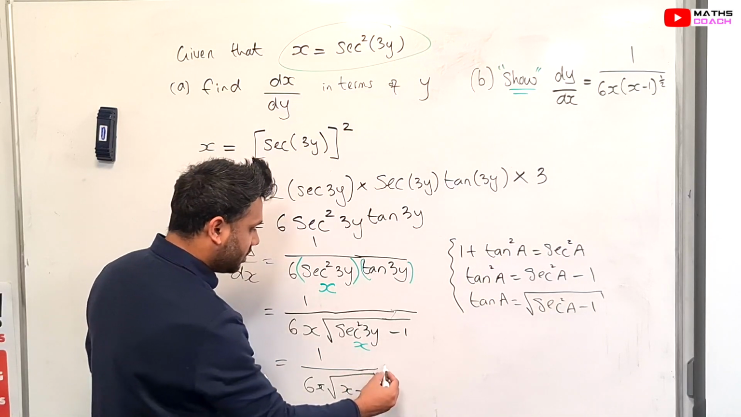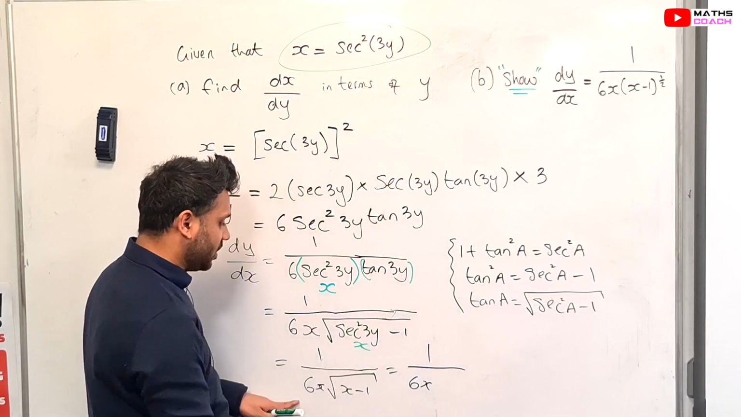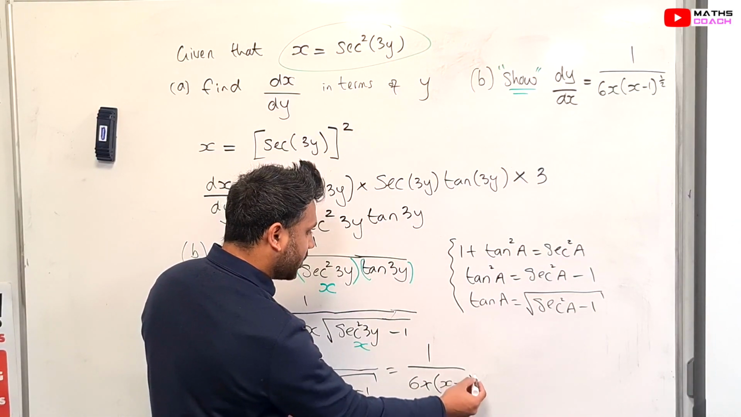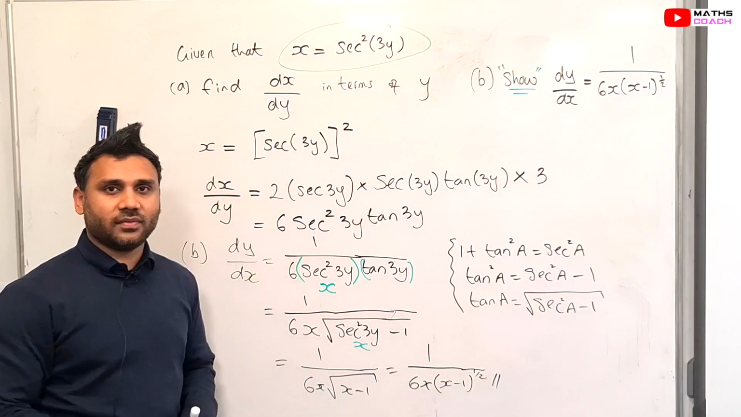And just to match the final answer, we can write the square root as a bracket to the power of half, and we have our final answer.